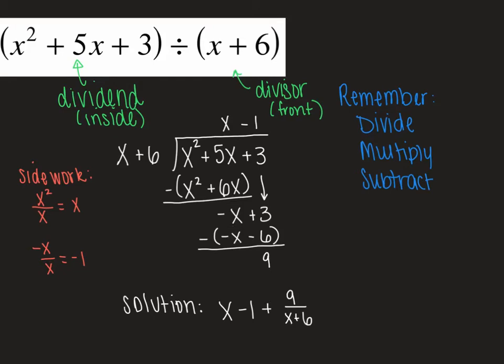Now we repeat. So we're going to divide. I do negative x divided by x, my first terms, and I get a negative 1. So I put negative 1, multiply, subtract. Now you would repeat if you could. We can't. So this is a remainder. When you have a variable here, it can't go into just a constant number, so you know that that's a remainder. So when we write our total solution, it's going to be x minus 1 plus our remainder over our divisor, so 9 over x plus 6.